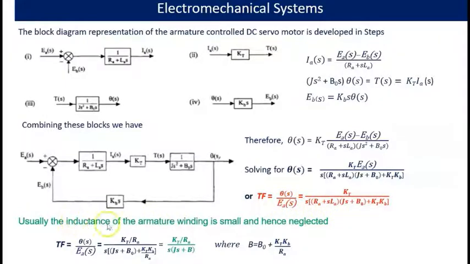Now, usually the inductance of the armature winding is small, and hence we can neglect this term. Therefore, the transfer function theta(S) divided by EA(S) is equal to KT divided by RA, this term equal to 0. So take KT by RA divided by S into (JS plus B0 plus KT KB by RA). Now write it as KT by RA divided by S into (JS plus B), where B is equal to B0 plus KT KB by RA.